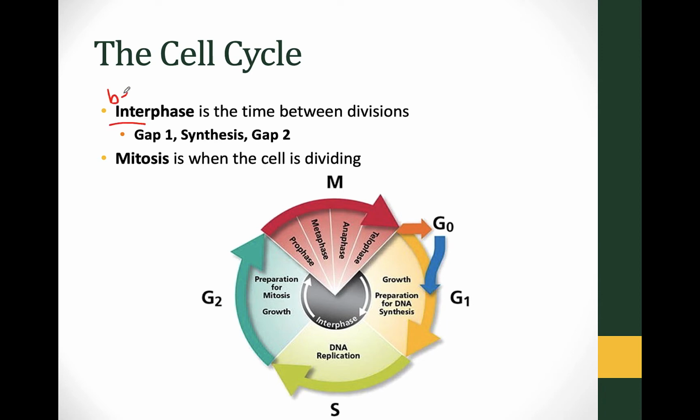Inter means between. And what it's talking about is it's between divisions. So this is what's happening when the cell is not dividing. So the cell is just doing its normal cell thing. It's just chilling. If it's a muscle, it's just being a muscle.